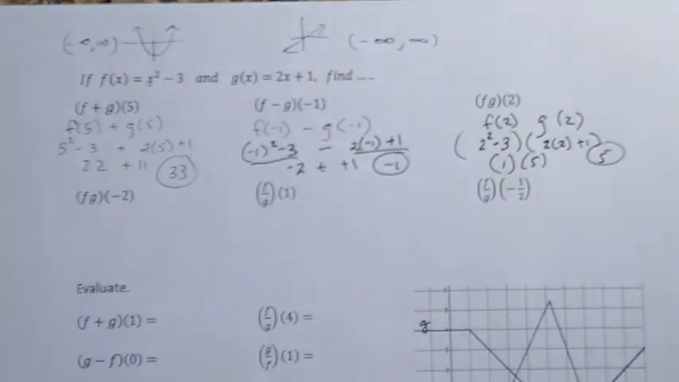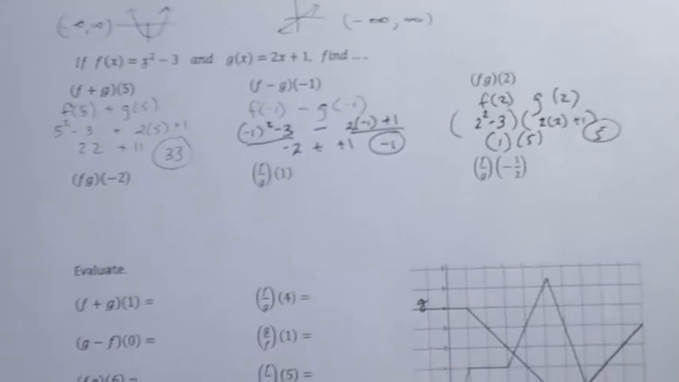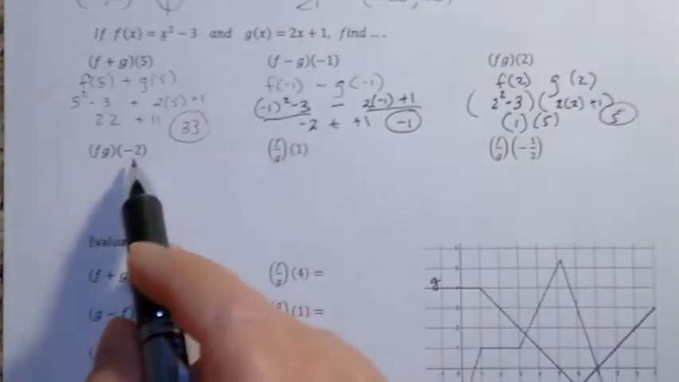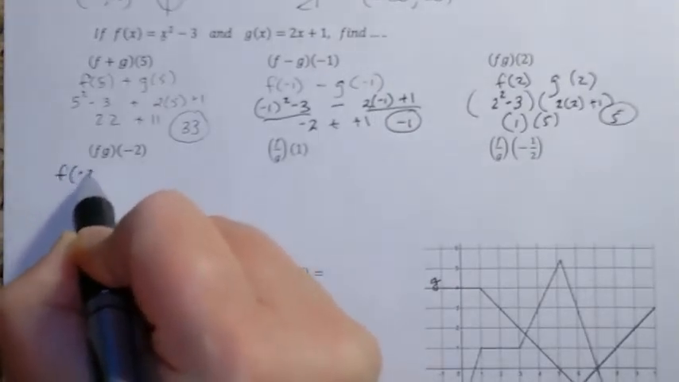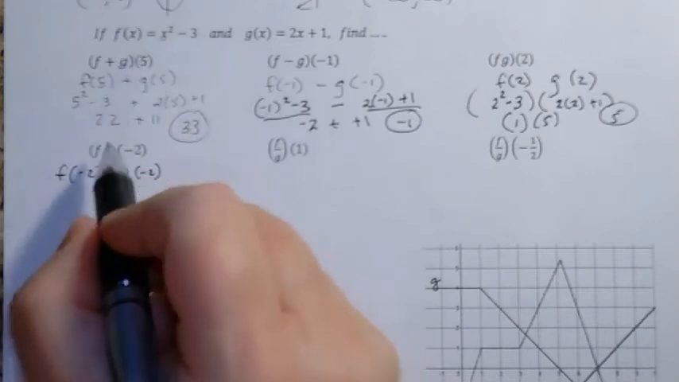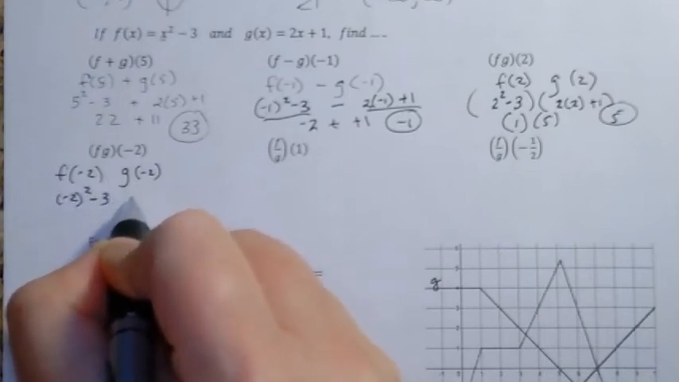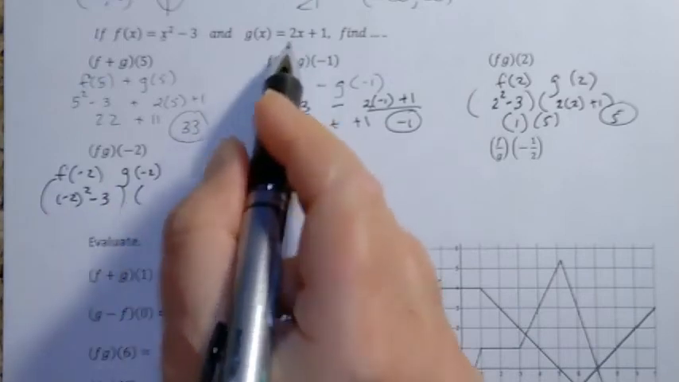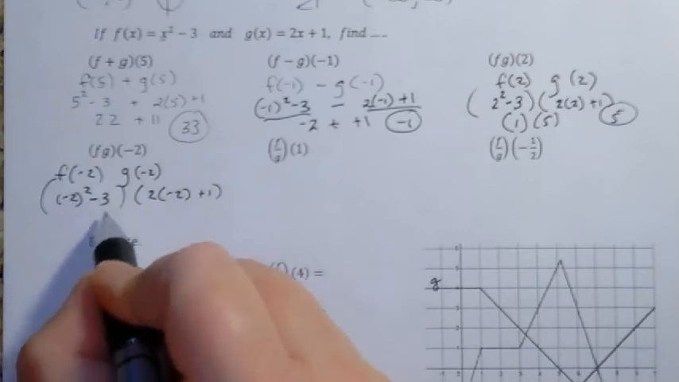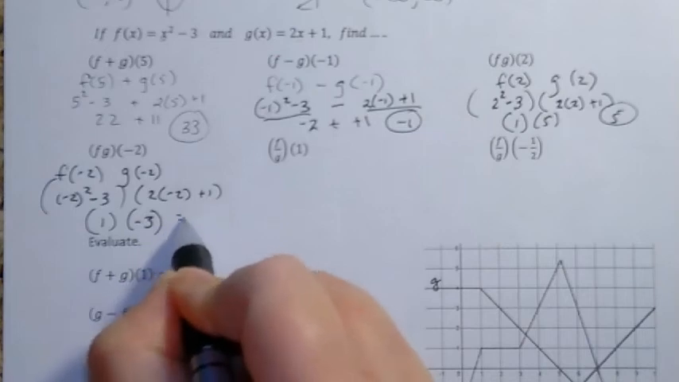Why don't you try to pause the video and try these next ones yourself and then come back and see how you did. Alright, let's go down and do multiply and have a negative 2. So I'm going to have f of negative 2 times g of negative 2. So I'm going to go put negative 2 in here. So I have negative 2 squared, subtract 3, and then I'm going to take that times 2 times negative 2 plus 1. This is 4 minus 3, which is 1. Negative 4 plus 1 is negative 3, so the answer would be negative 3.